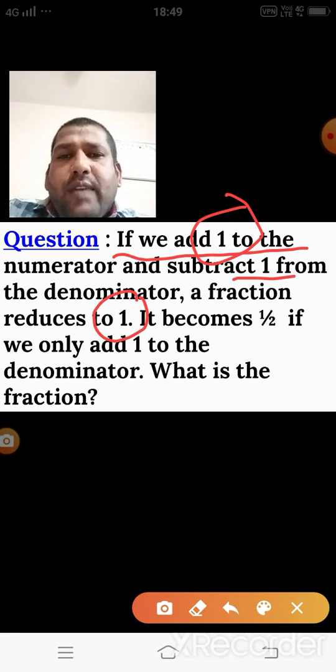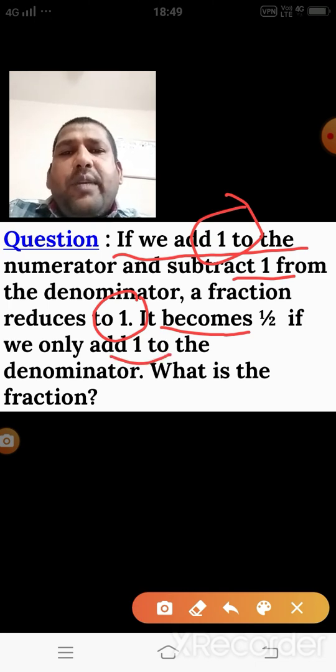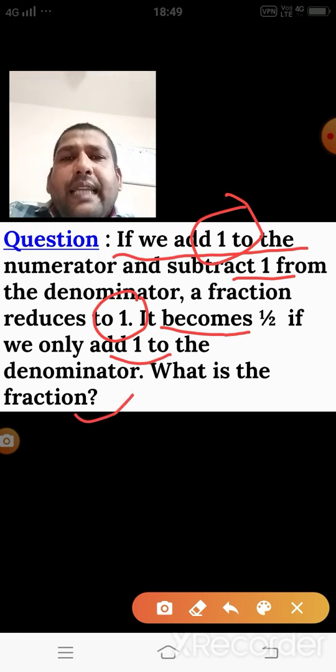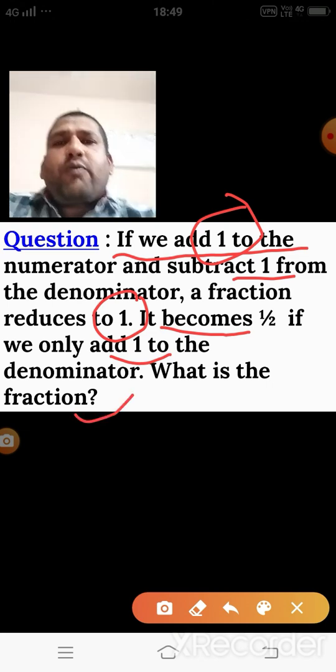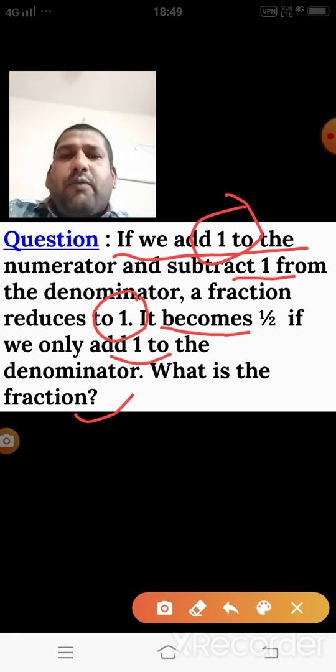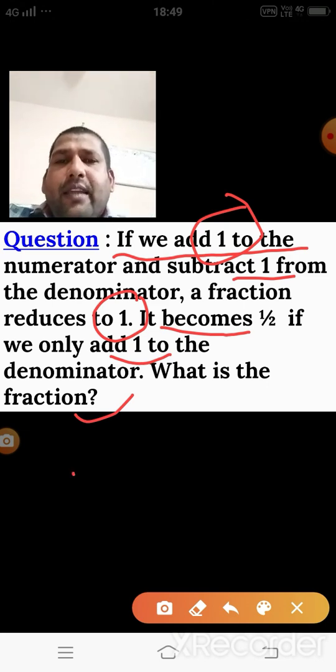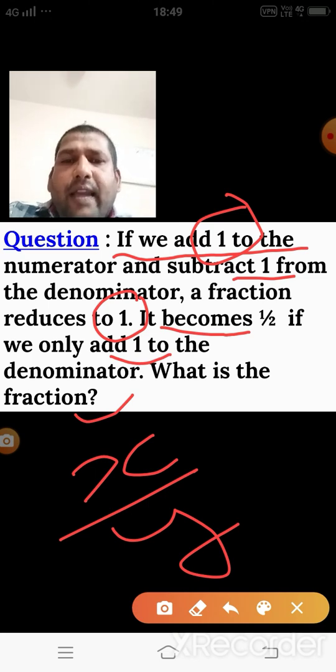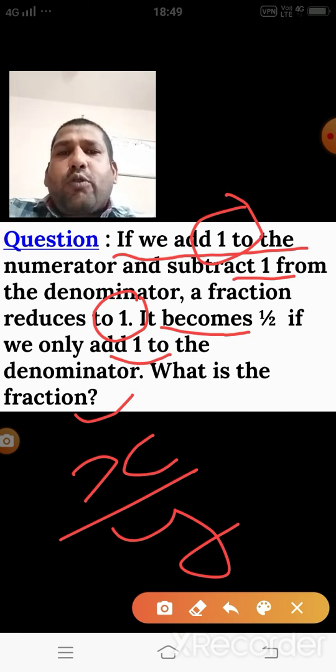And the second equation we are getting becomes 1 by 2 if we only add 1 to the denominator. What is the fraction? The fraction we have to find. In these kinds of questions, the fraction is always in the form of a upon b, or if you are taking the variables as x and y, then the fraction is x upon y. Here I am assuming the same fraction as x upon y.